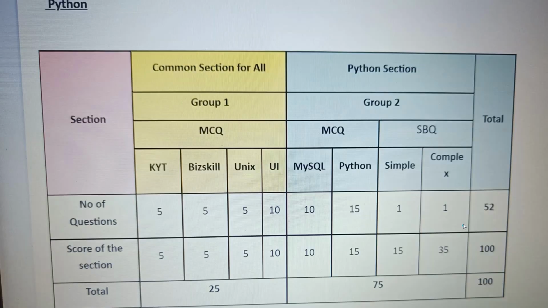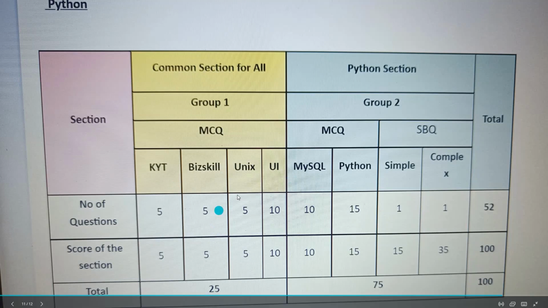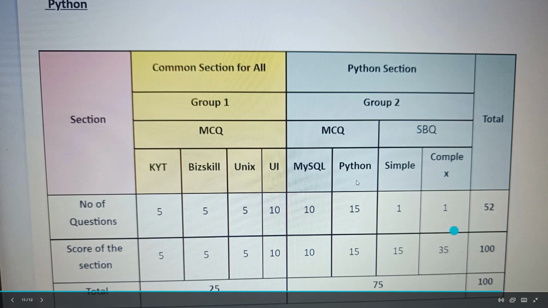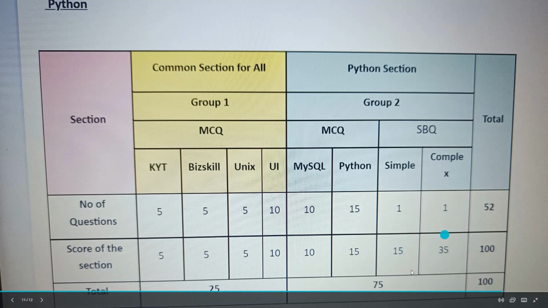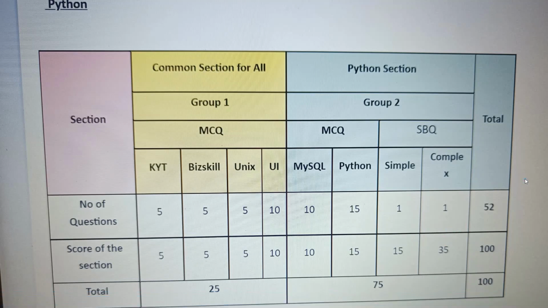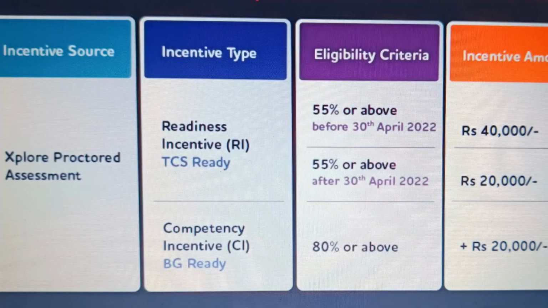Now coming to the Python section. Here group 1 is similar to Java, with some changes. In the Java section there are SQL and PL/SQL; here it is MySQL, and 10 questions will be asked in this section, and Python has 15 questions. Simple and hard complex coding questions are also asked here, so the total is 50 marks of coding questions here also. So you can prepare like this. These are the syllabus for Python and Java.